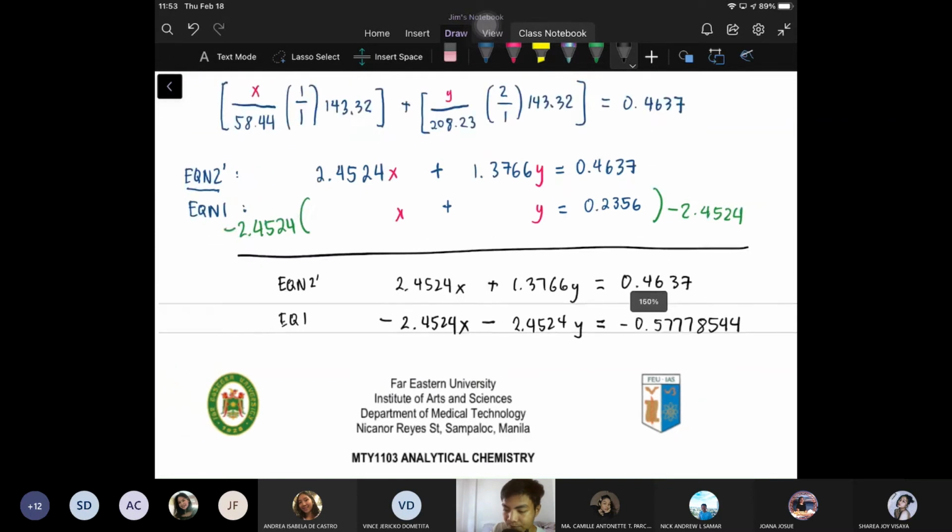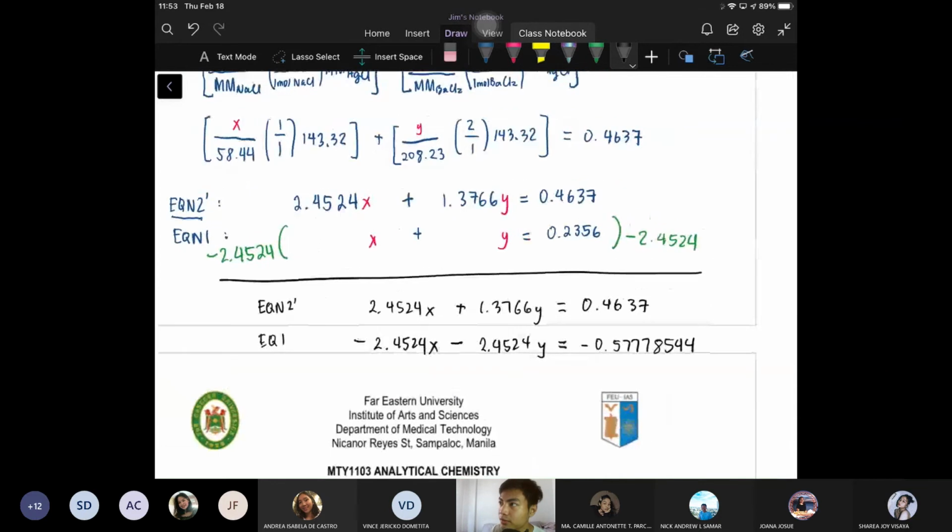0.57778544. Okay? So, anong ginawa ko? I want to eliminate x para yung y ma-solve ko. So, for me to eliminate x, kopyahin ko lang yung coefficient na yun. I-multiply ko yun sa bottom equation, tulad ng ginagawa nyo sa algebra dati. Then, negative sign dapat para pag pinagsama natin sila, this minus this will be 0 na.